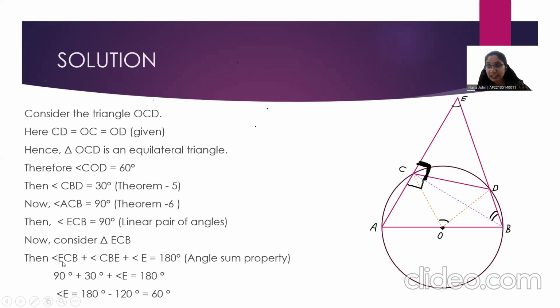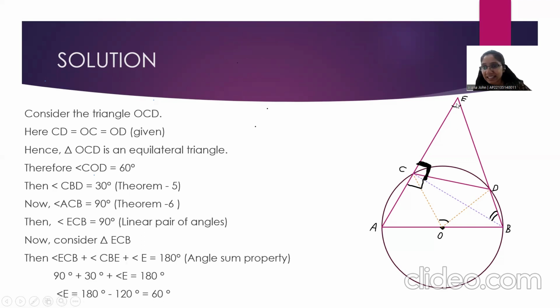See, what is angle ECB? We have just now told it to be 90 degrees. 90 degree plus angle CBE, we have already obtained it to be 30 degree, plus 30 degree plus angle E equal to 180 degree. Then by simple calculations, angle E equal to 180 degree minus 90 degree plus 30 degree, which is 120 degree, minus 120 degree. We get 60 degree.